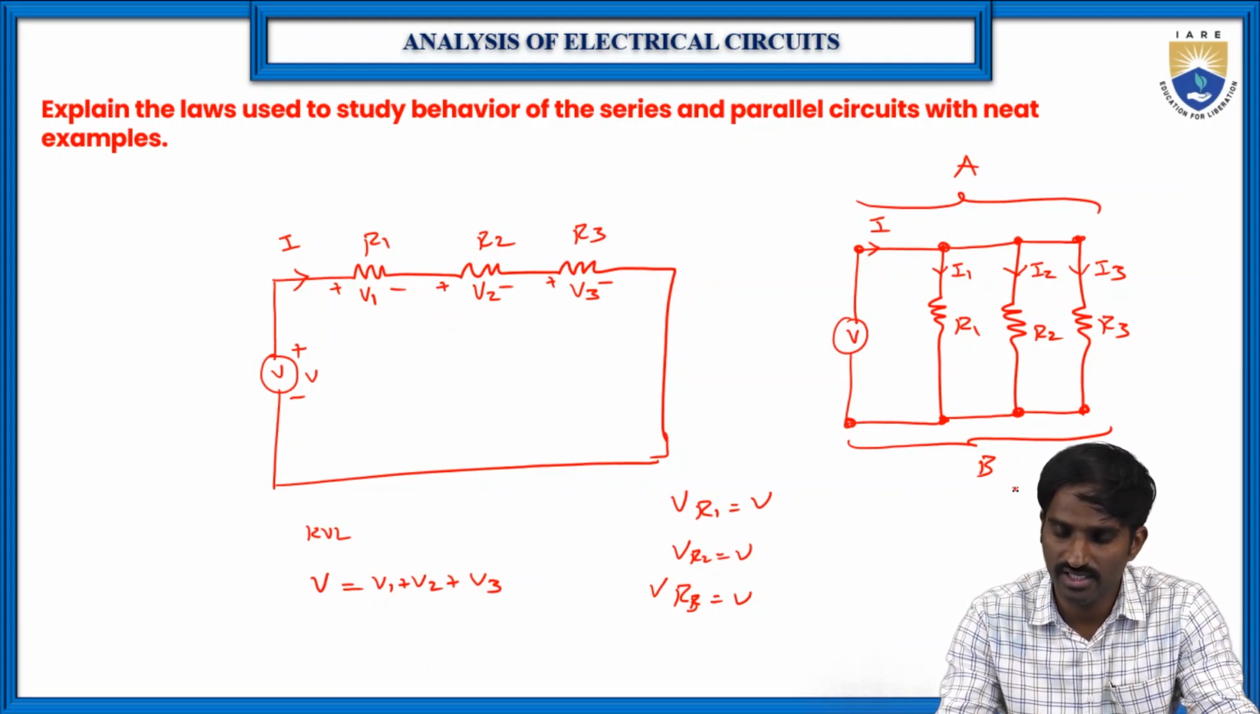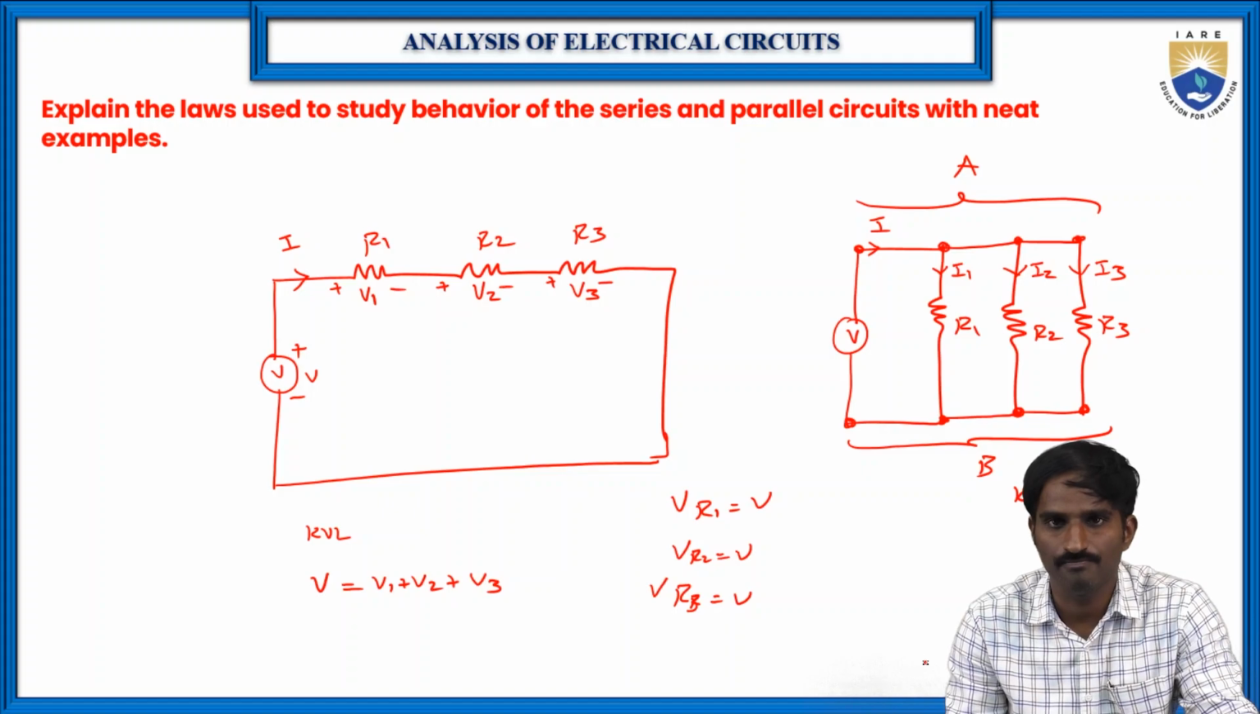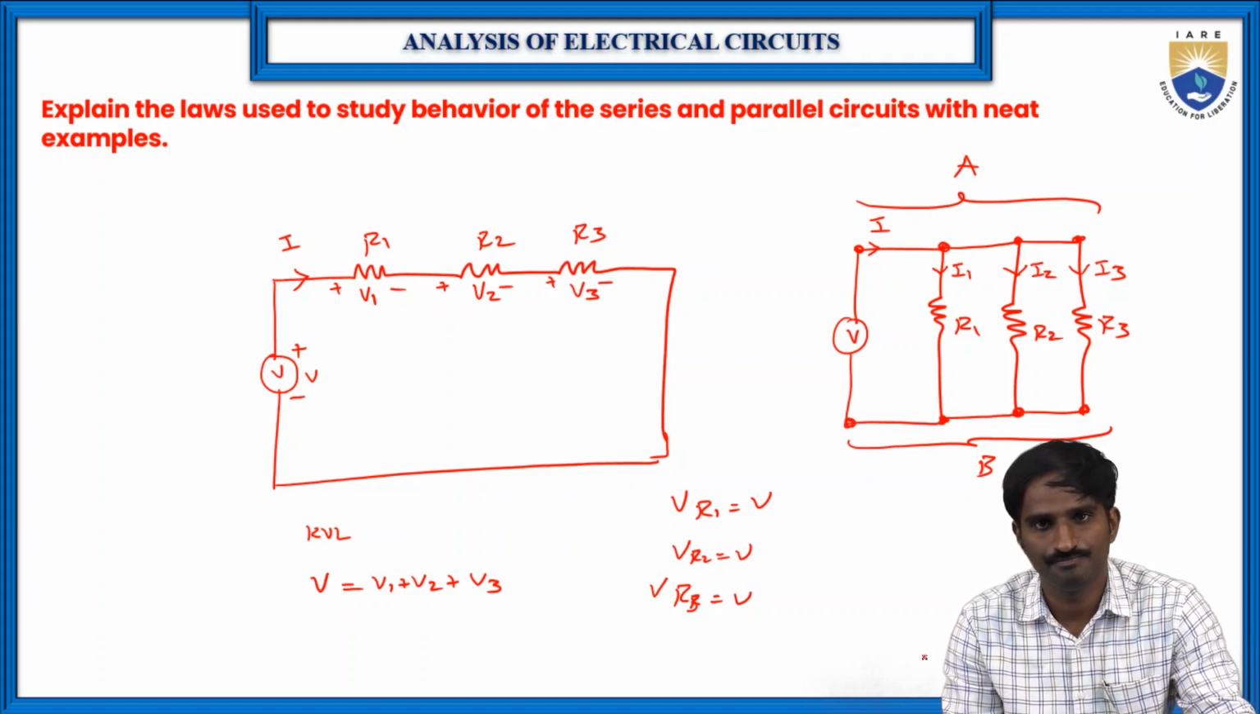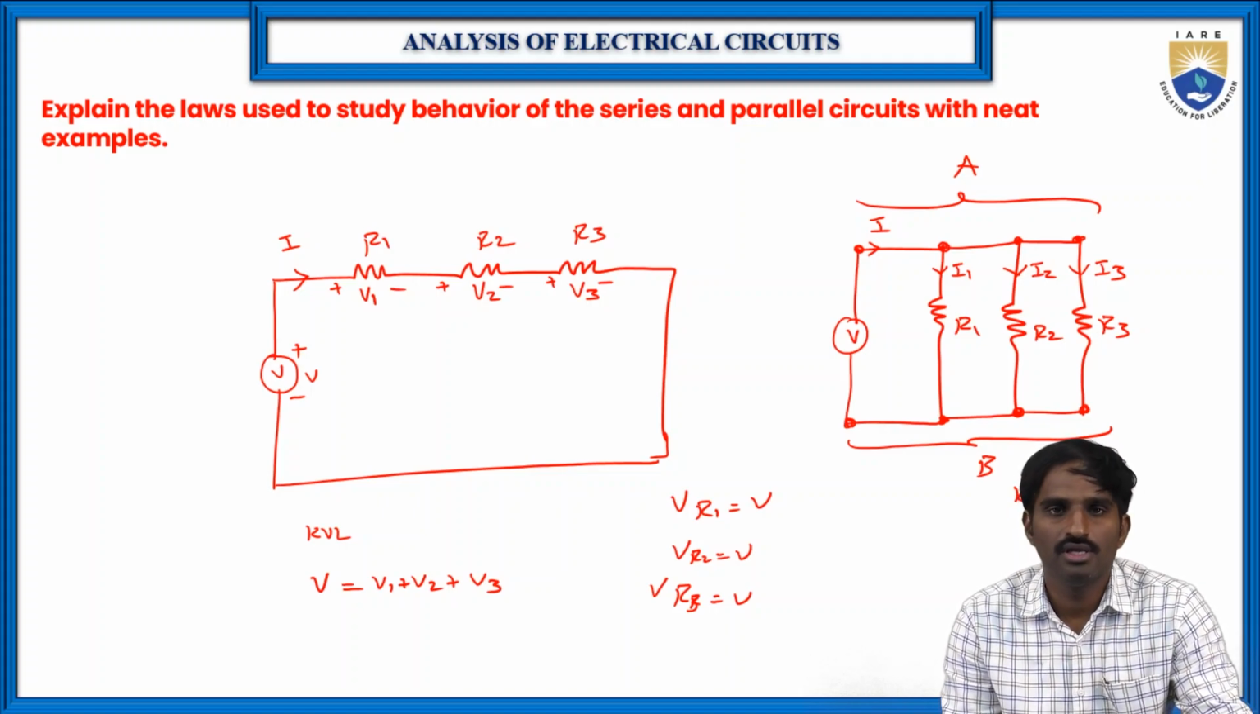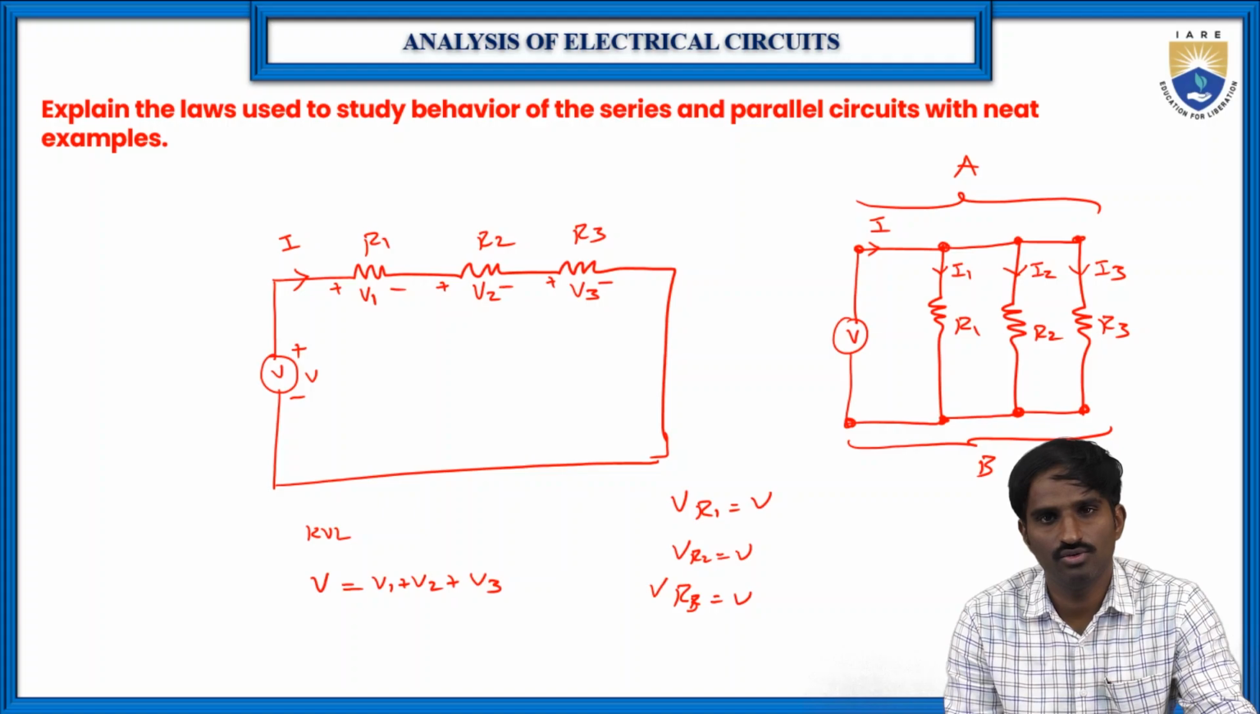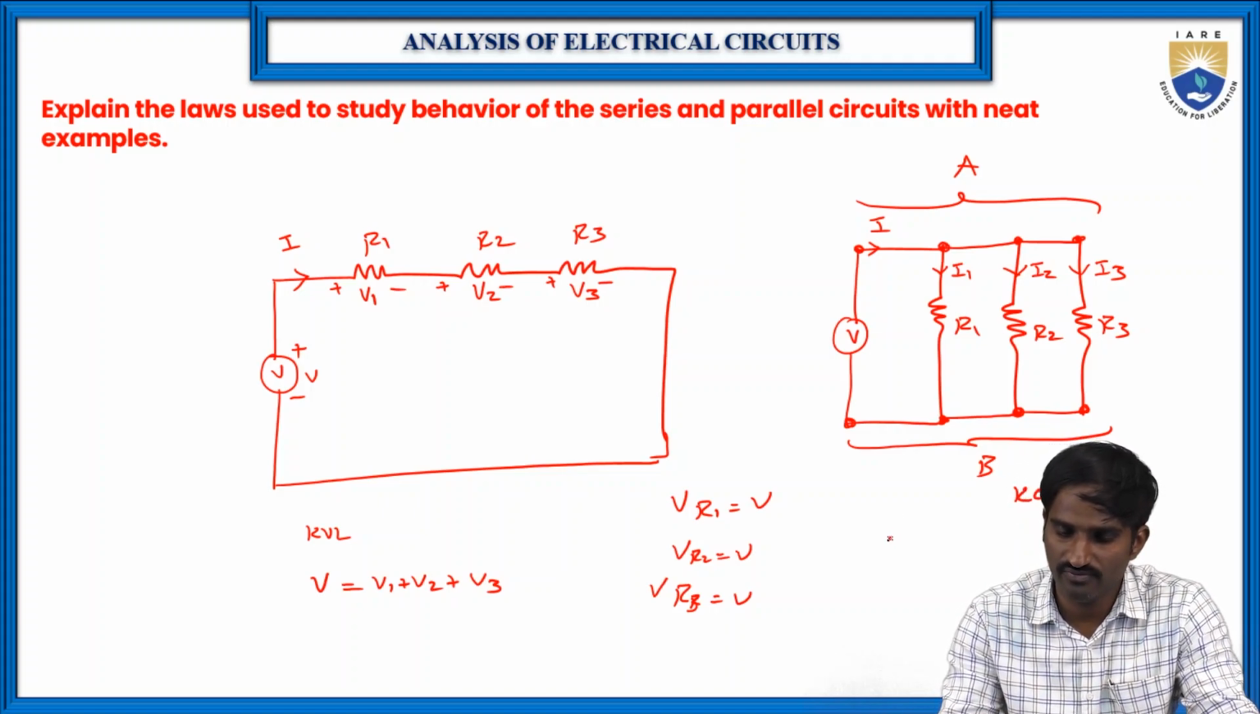So here we should apply the KCL, Kirchhoff's current law. So according to Kirchhoff's current law, the algebraic sum of the currents at a particular node is equal to 0, or in other words, the sum of the currents entering the node is equal to the sum of the currents leaving the node. So here we can find I is equal to I1 plus I2 plus I3.